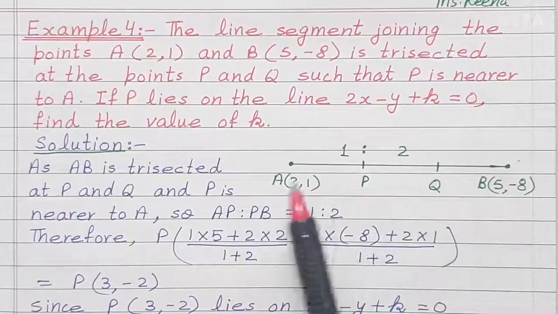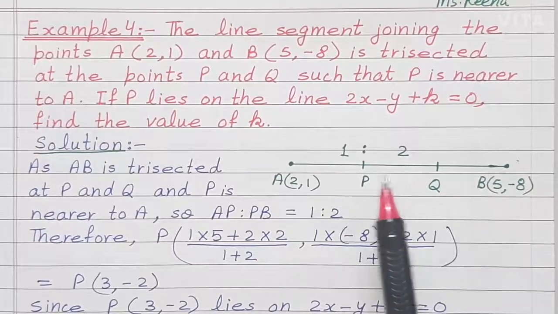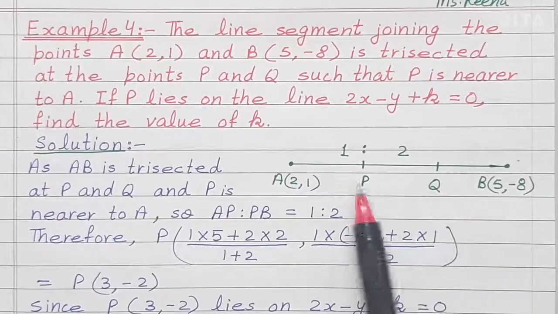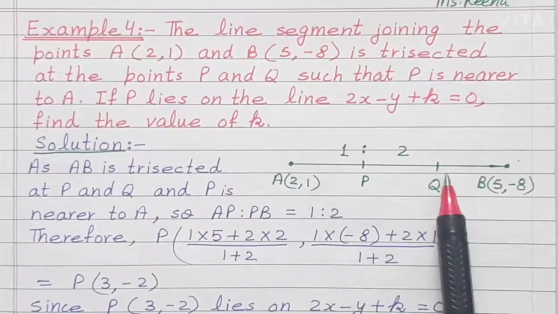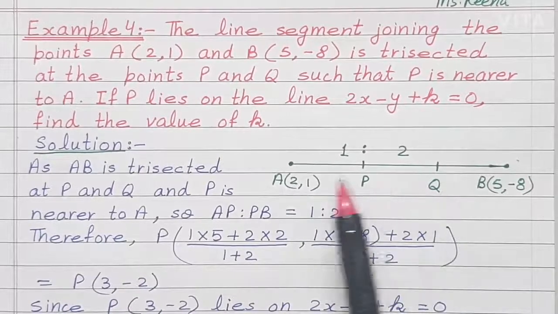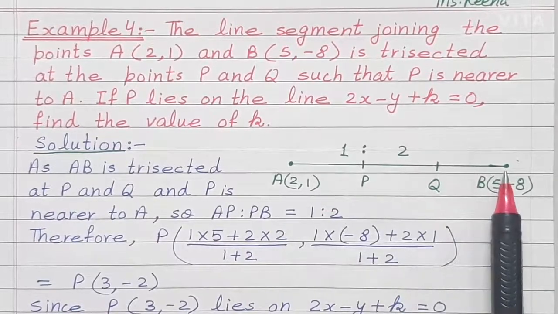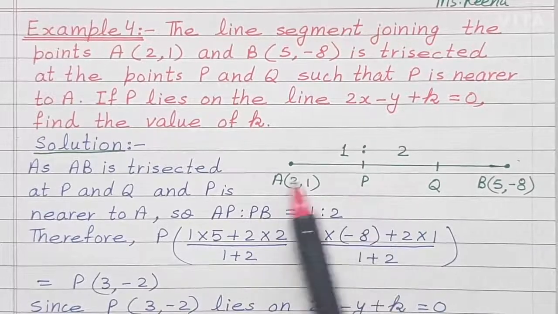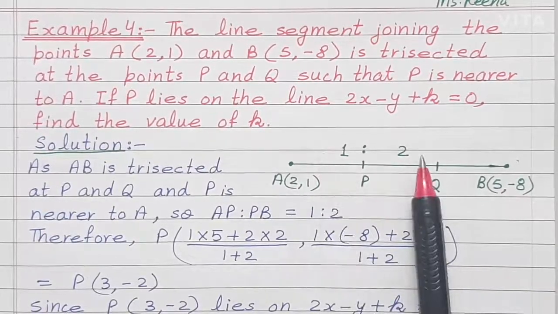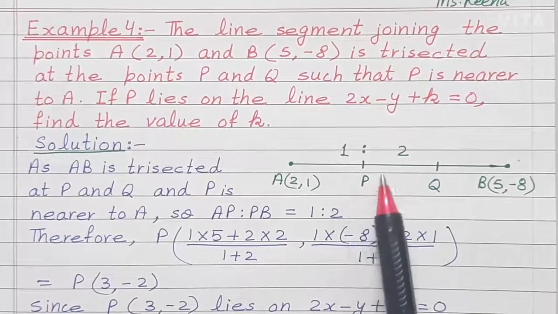A and B are the two coordinates given. And P and Q are the 2 points lying on AB which is trisected. P and Q are trisecting AB, that means dividing it into 3 equal parts. So here P is dividing AB in the ratio 1:2. Clear? Now let us find the coordinates of P first.